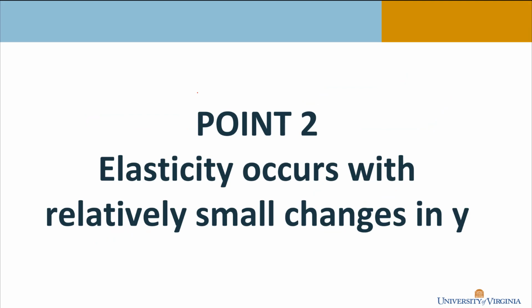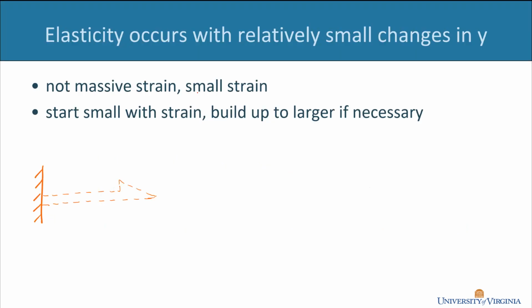All right, we're on to a new point. That's exciting. Elasticity occurs with relatively small changes in Y, relatively small strain. And if you get past those relatively small amounts of strain in a brittle plastic, it's just going to break. Not massive strain, small strain. And you start with small strain and build up to larger if necessary when you're designing a part, would be my advice.